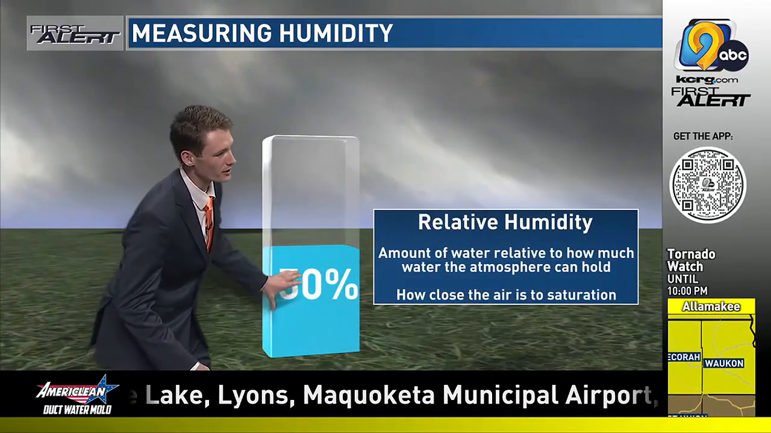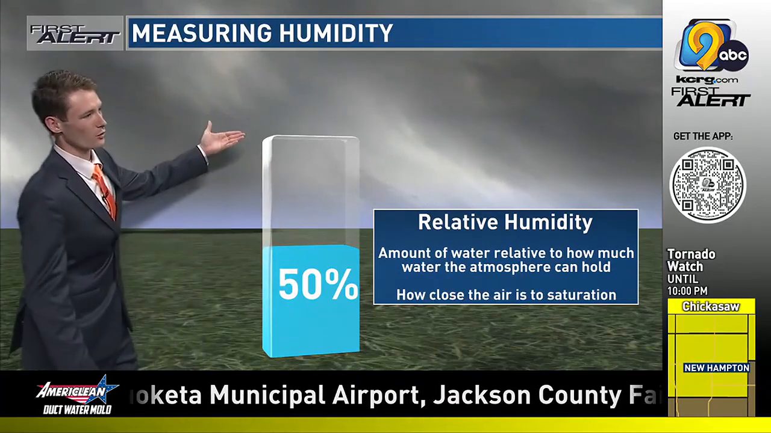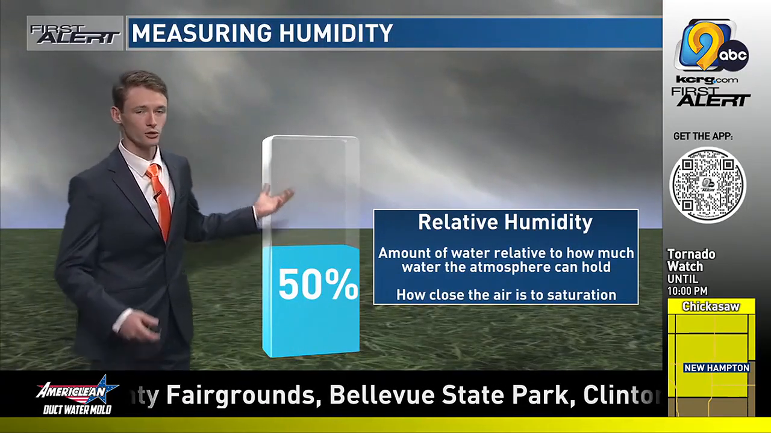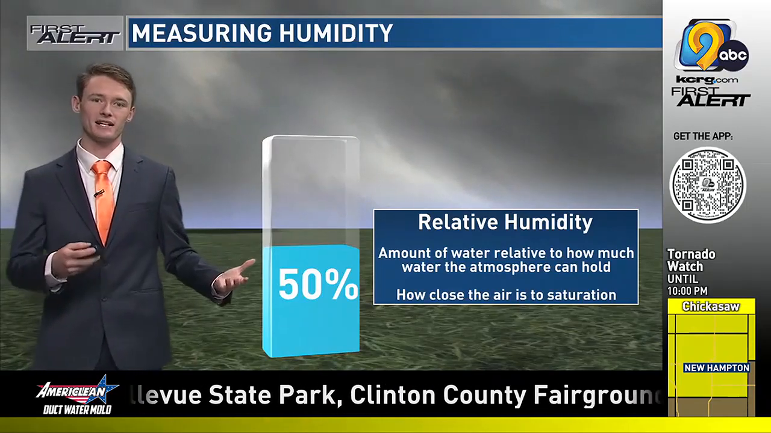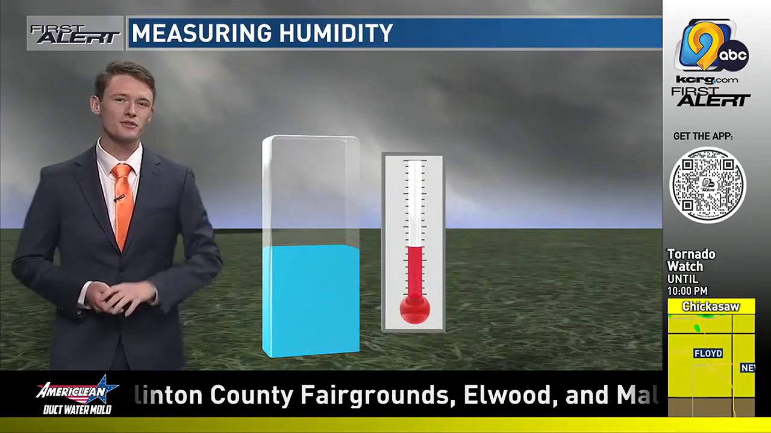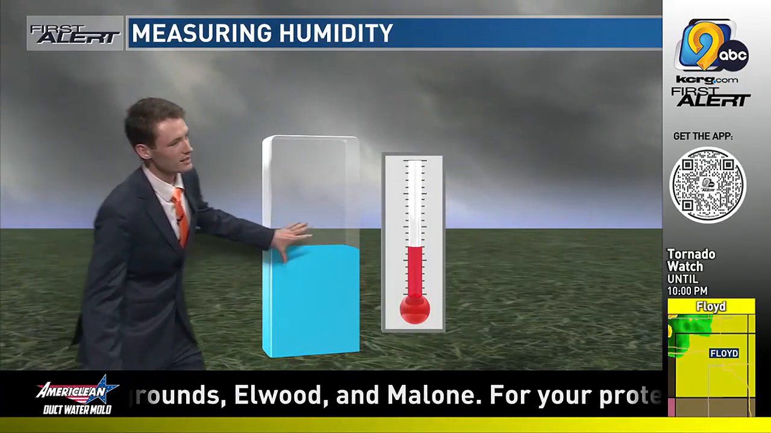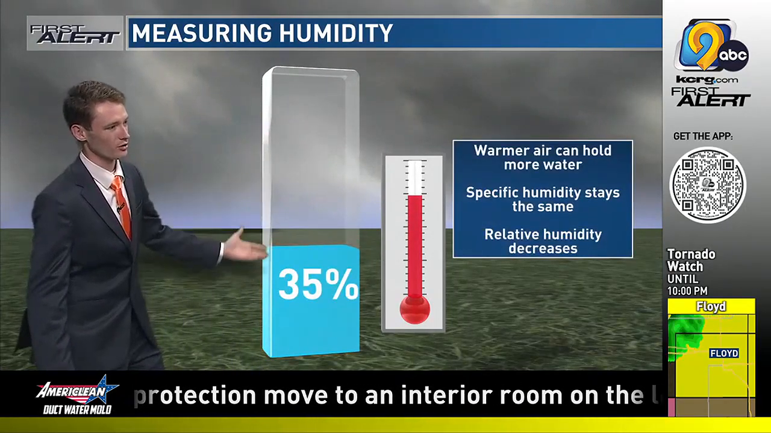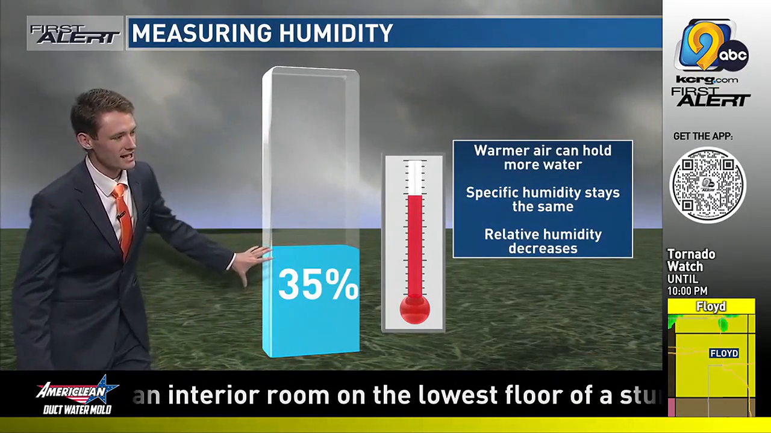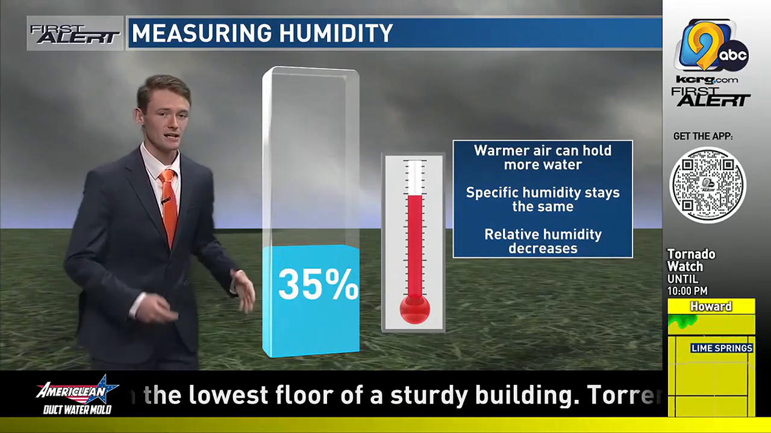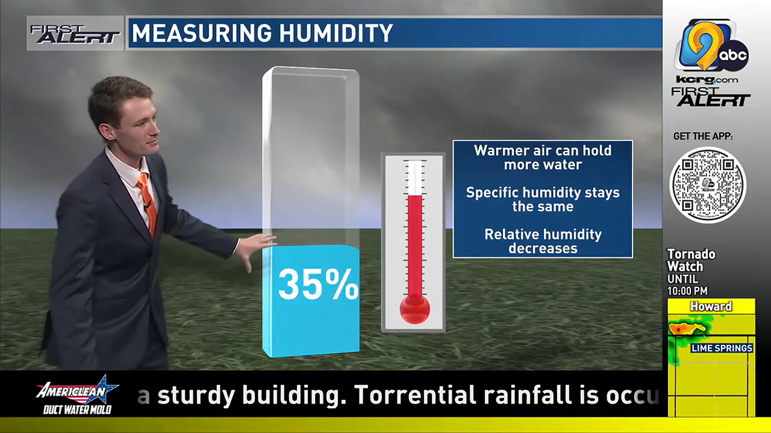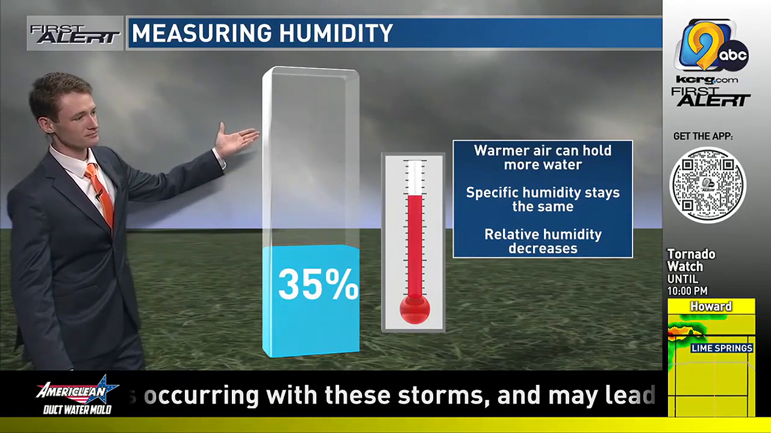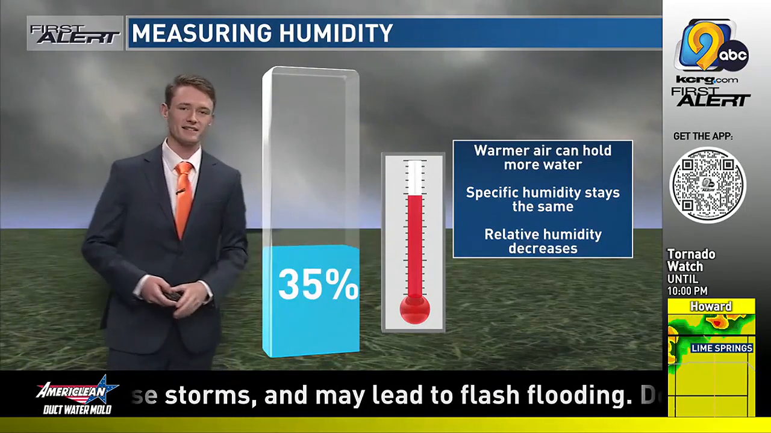That takes the amount of water that's in the air and it compares it to how much water the atmosphere can hold. In this example, we are about halfway full of water, so we've got a relative humidity of about 50%. Now here's where things can get a little bit confusing. If we take our temperature and we increase our temperature, well, suddenly the atmosphere can hold more water. We have not seen any change in our specific humidity, the amount of water that's in the air, but because the atmosphere can now hold more water, we're farther away from saturation, so our relative humidity has decreased.